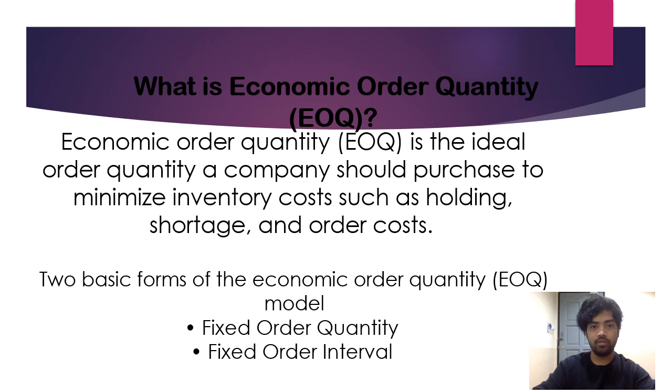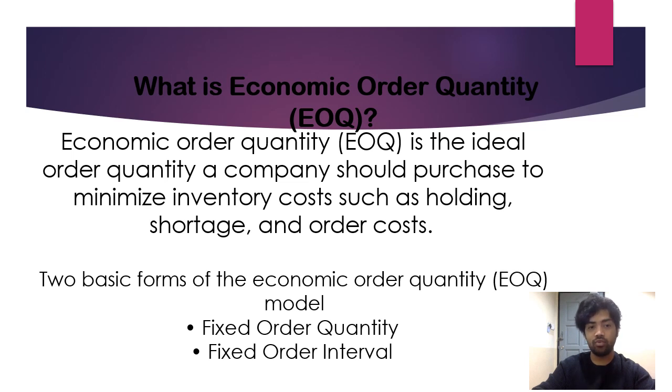The important theory in this chapter is EOQ, Economic Order Quantity. So, what is economic order quantity? Economic order quantity is the ideal order quantity a company should purchase to minimize inventory costs such as holding, storage, and order costs. This production scheduling model was developed in 1913 by Ford W. Harris and has been refined over time. The formula assumes that demand, ordering, and holding costs all remain constant.